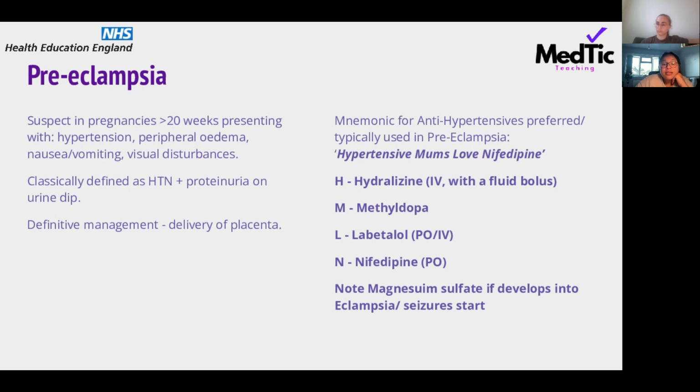So Erin has highlighted here a good mnemonic for antihypertensives in managing preeclampsia. Hypertensive mums love nifedipine. So you want to start hydralazine IV with a fluid bolus, methyldopa, labetalol, oral or IV, and then nifedipine. But you would only use magnesium sulfate if the woman starts to develop seizures.